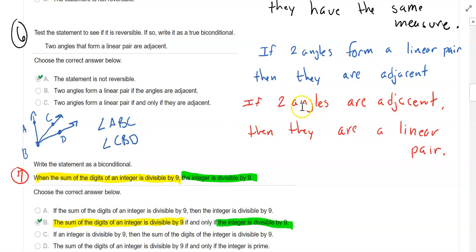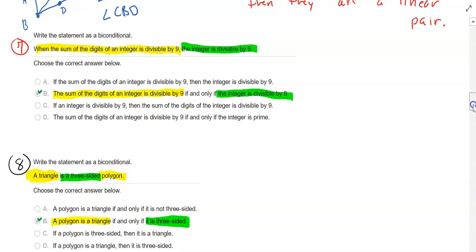And so then here I write the converse. If two angles are adjacent, then they are a linear pair. In the example I showed here, we can obviously see that angle ABD does not form 180 degrees, so it's not a linear pair. So this means that it's false, which means we cannot reverse it or write a biconditional.